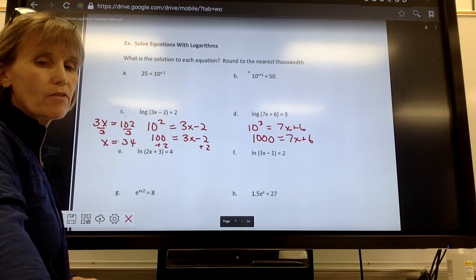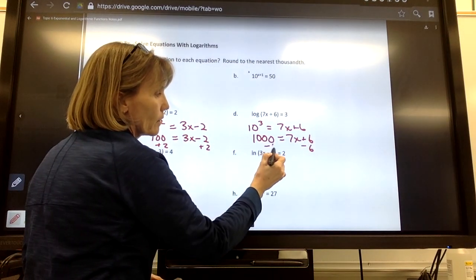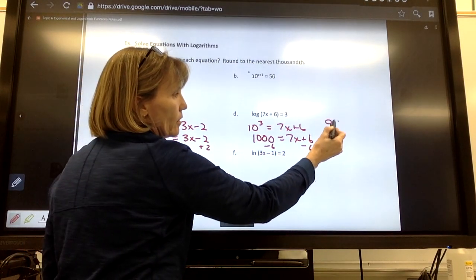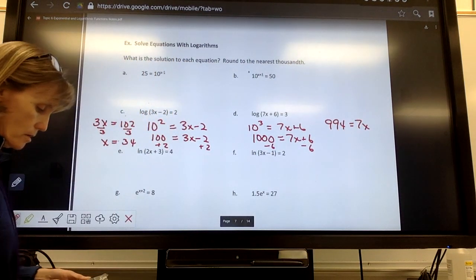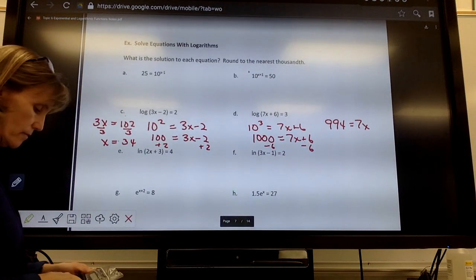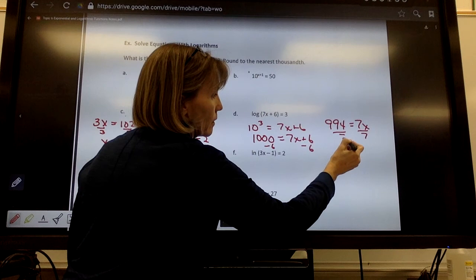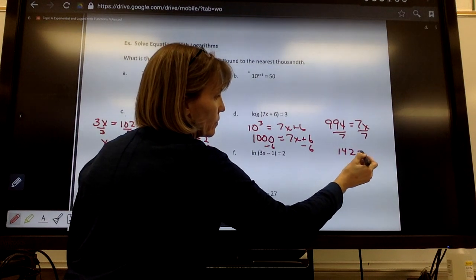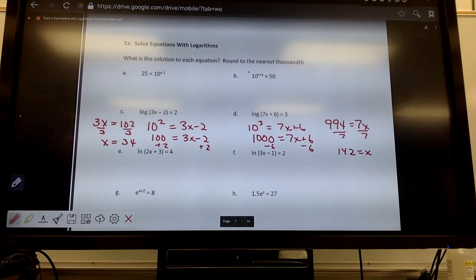Okay, how would we solve that from there? We're going to subtract 6 from both sides. So we get 994 is equal to 7x. And if I divide 994 by 7, we get 142 is equal to x. Okay, again, that came out nice and even for us. We don't need to round.